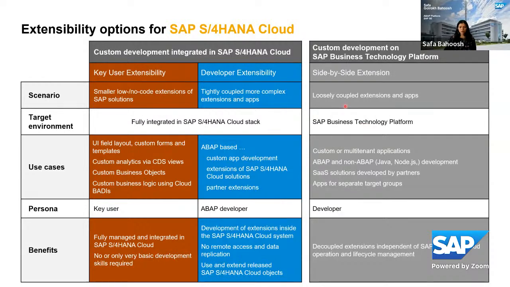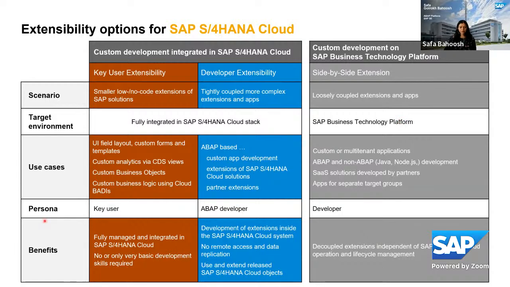Then we have also the side-by-side extensibility. It still covers the more loosely coupled extensions, which have quite separate logic. Let's say more decoupled logic in terms of that you just select a very specific data set from this S/4HANA system via the public APIs, or for example, you process this kind of data in BTP and then you just want to write back the results. So this would be, for example, a scenario for a decoupled extension, so to say.